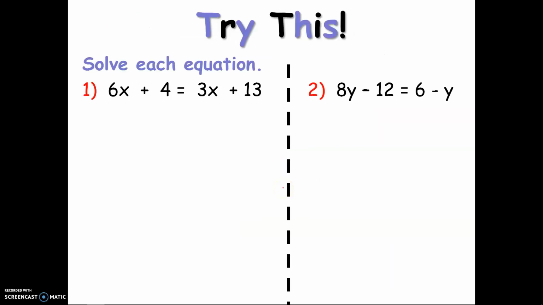Now it's your turn to try. Pause the video and give both of these problems a try. Check in with a neighbor or with the teacher to verify you did it correctly.